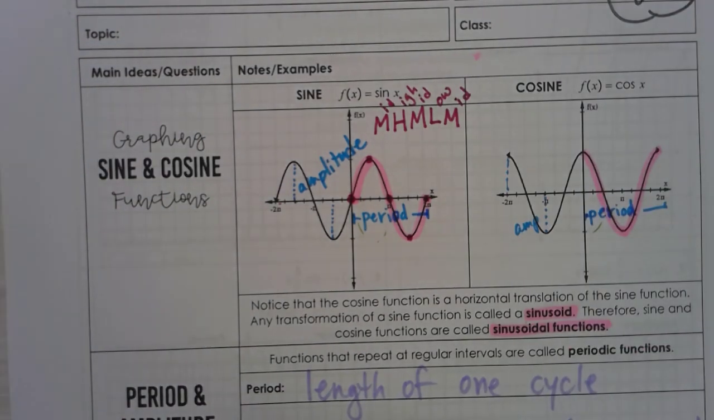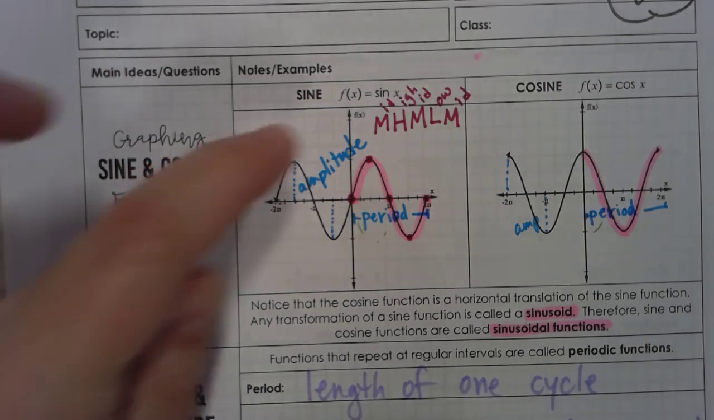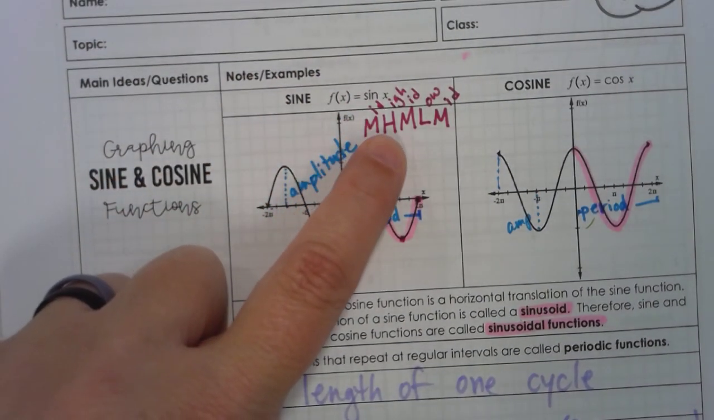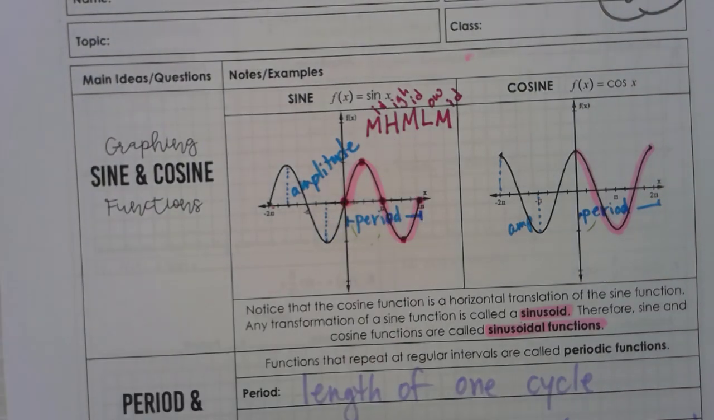Every positive sine function follows that pattern. And that's what we're going to use to graph it on the next page. If it had a negative in front of it, it would still start with middle, but then it would go to the low, and then back to the middle, and back to the high. So that's the pattern we're going to follow.